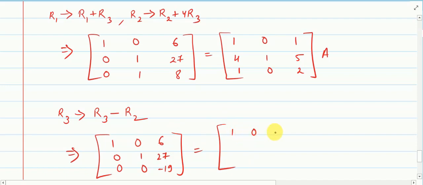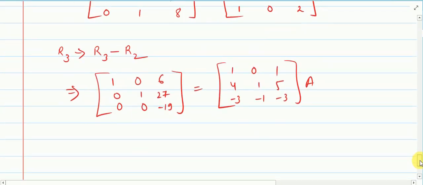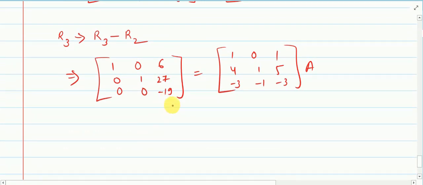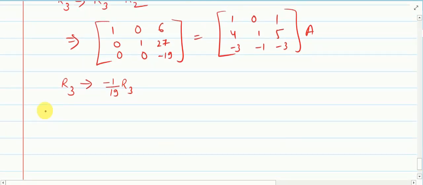Same thing this side. So 1, 0, 1, 4, 1, 5. 1 minus 4 will be -3. 0 minus 1 will be -1. 2 minus 5 will be -3. And here I should have only 1 over here. Okay. So for that what I can do, I can operate like this. Done.